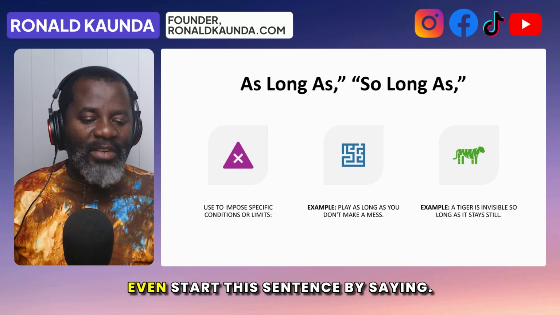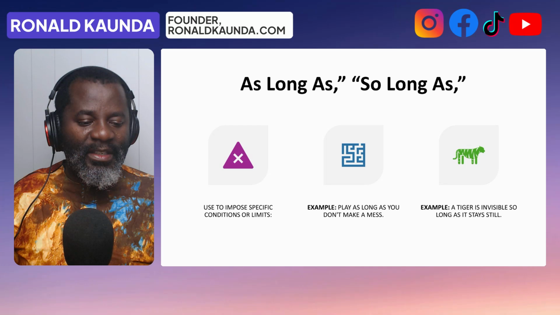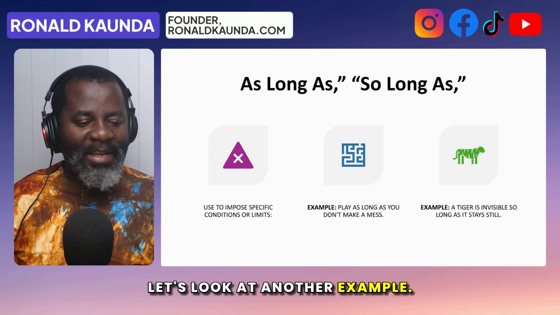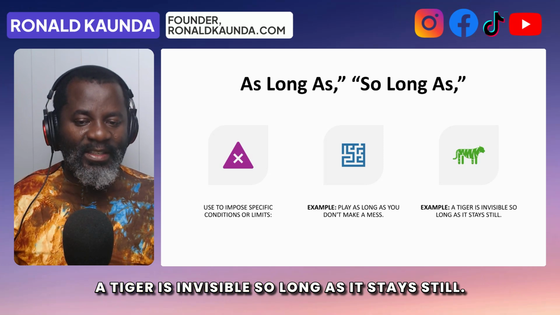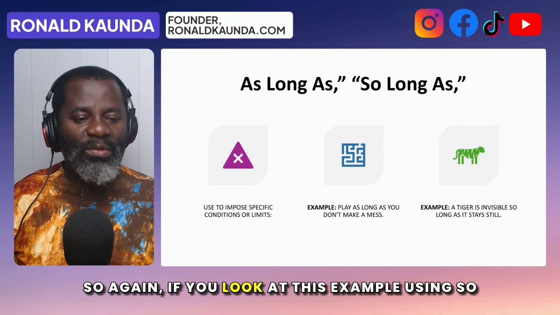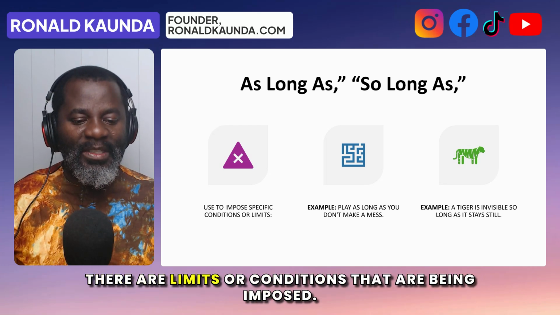So if you want, you can even start this sentence by saying, as long as you don't make a mess, comma, play. Let's look at another example. A tiger is invisible so long as it stays still. So again, if you look at this example using so long as, you can see somehow it sounds like there are limits or conditions that are being imposed.